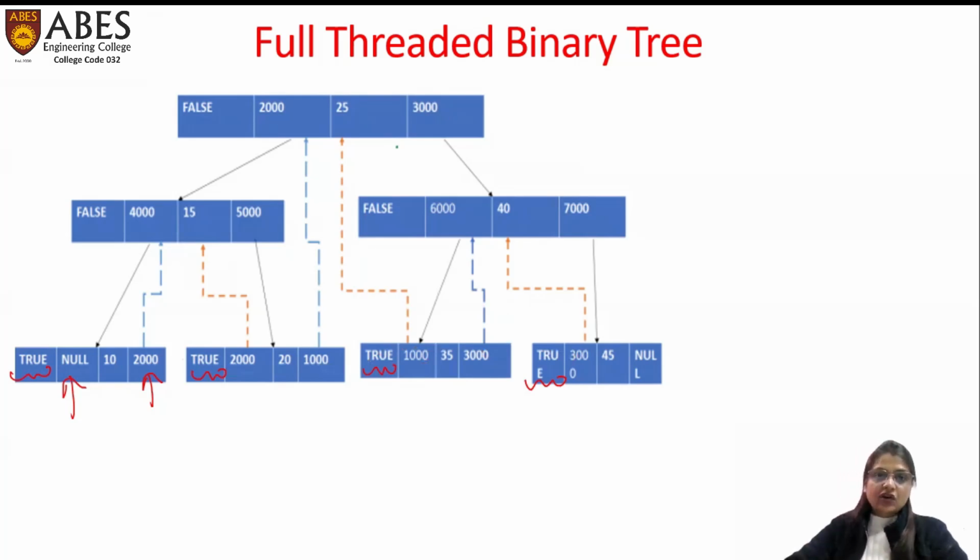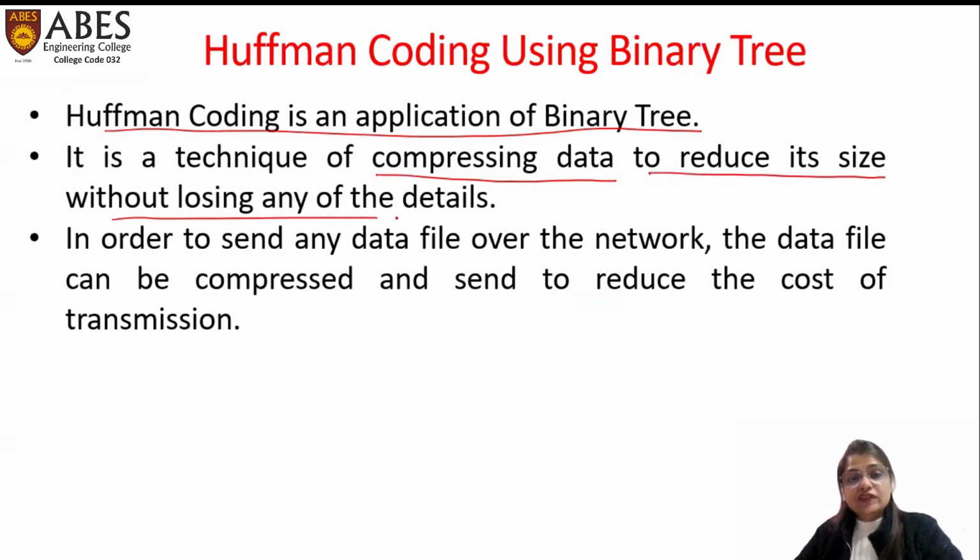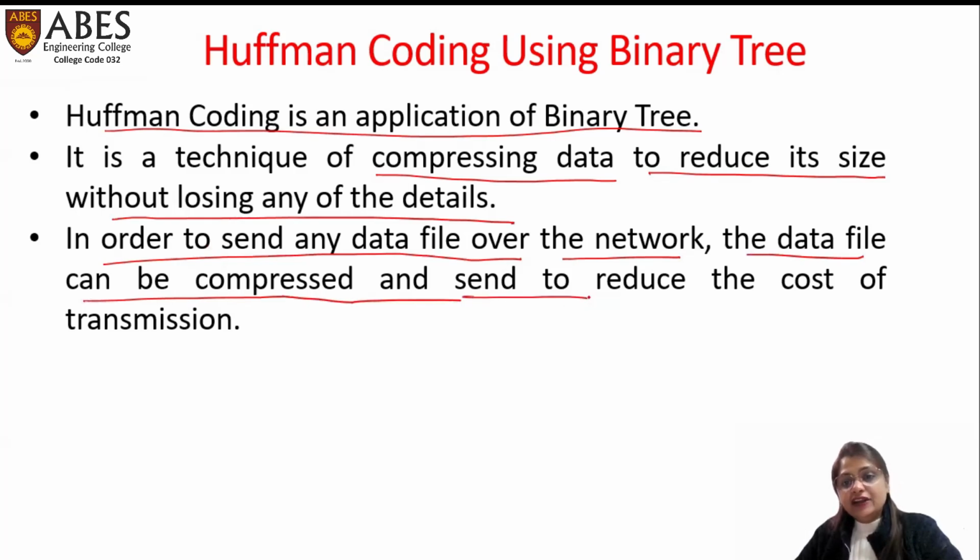Okay. Now we will move forward towards another topic, which is Huffman coding. Huffman coding is basically an application of a binary tree. The main task is to compress the data, to reduce its size without losing any of the details, without data loss. In order to send any data file over the network, the data file can be compressed and sent to reduce the cost of the transmission.